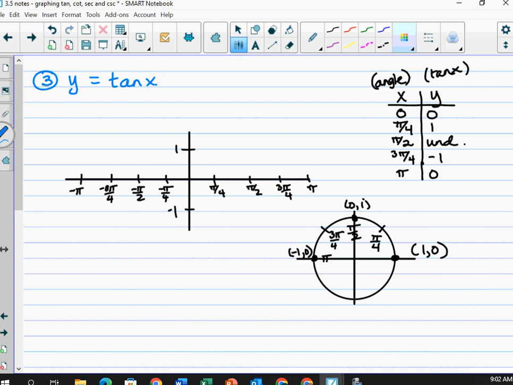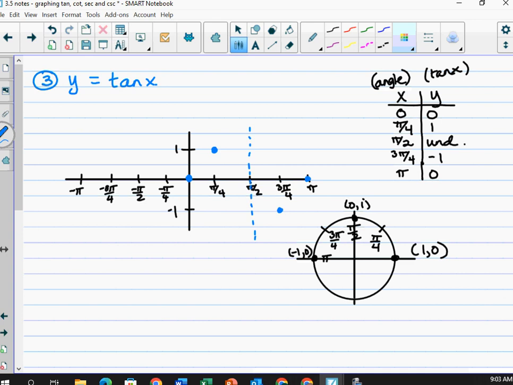All right, so we label the x-axis. And now I'm going to plot those points from our table. Okay? So I had 0, 0. I had pi over 4, 1. Pi over 2 was undefined, so what does that look like? 3 pi over 4 was -1. And pi was 0. Now that doesn't look like a whole lot yet, and we still have to figure out the left side of the graph. We got 4 dots and an asymptote so far.